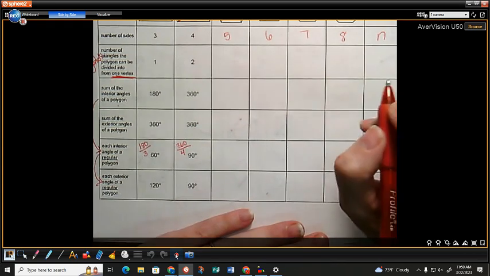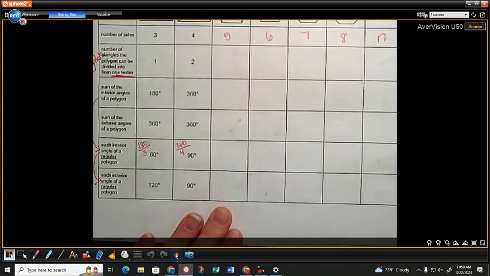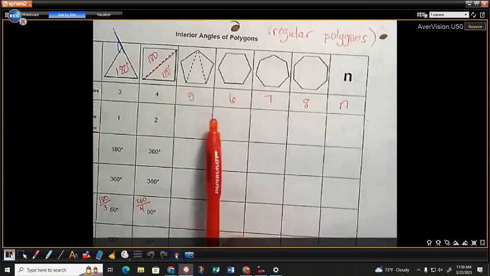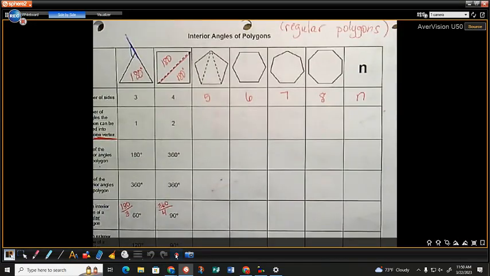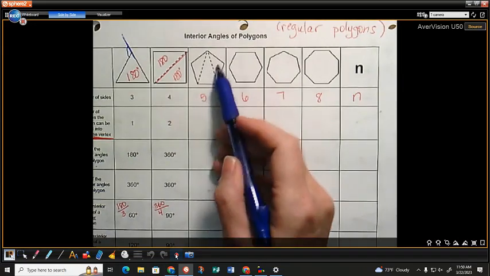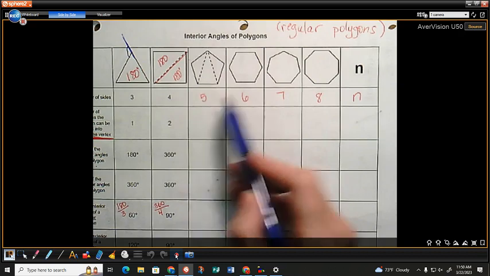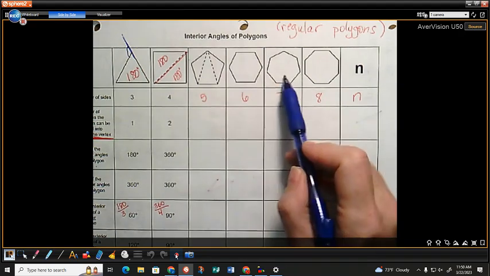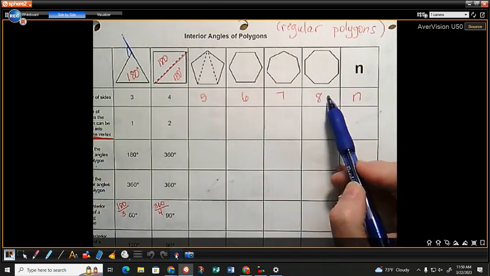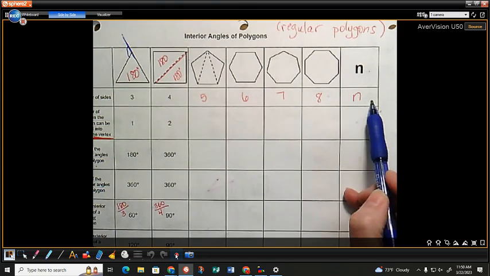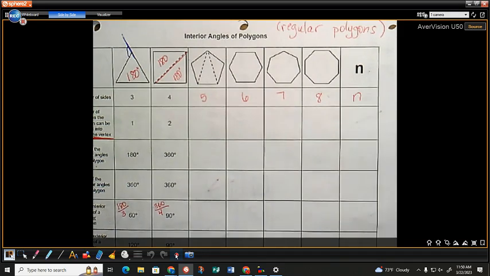Okay. So let's see what y'all came up with. I did the top row for you. You're welcome. See, if you had this shape, you had 5 sides. This shape had 6 sides. This shape had 7. This shape had 8. And this shape had n. And you don't know what it is, so you just put n. And no, we're not going to use x. We're going to use n, because that's what we like to use.